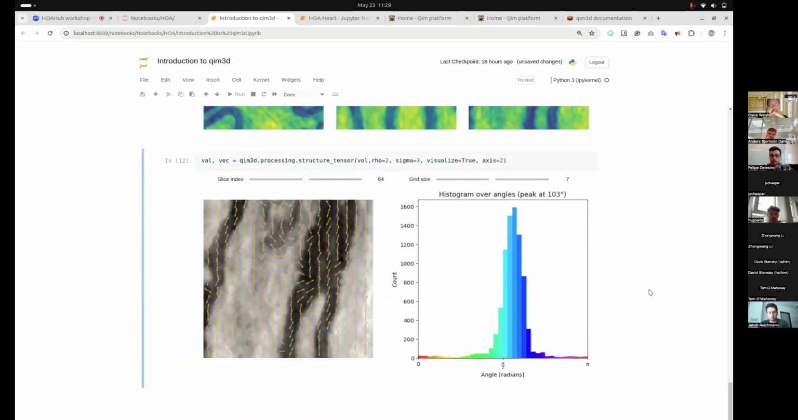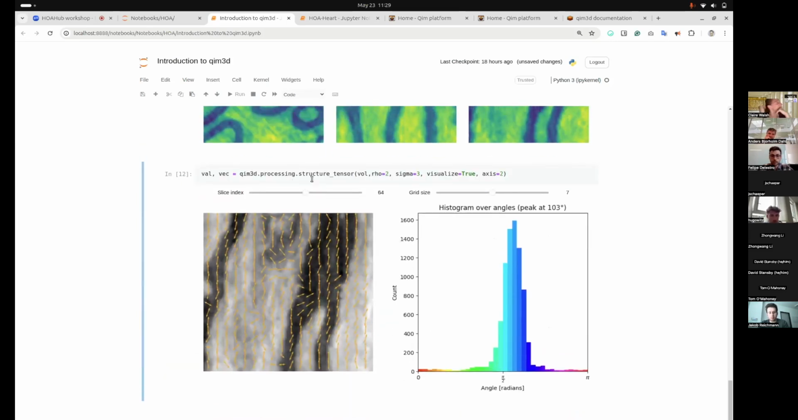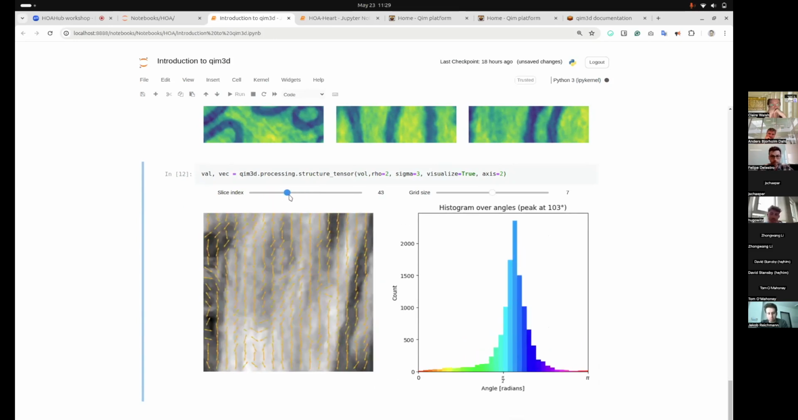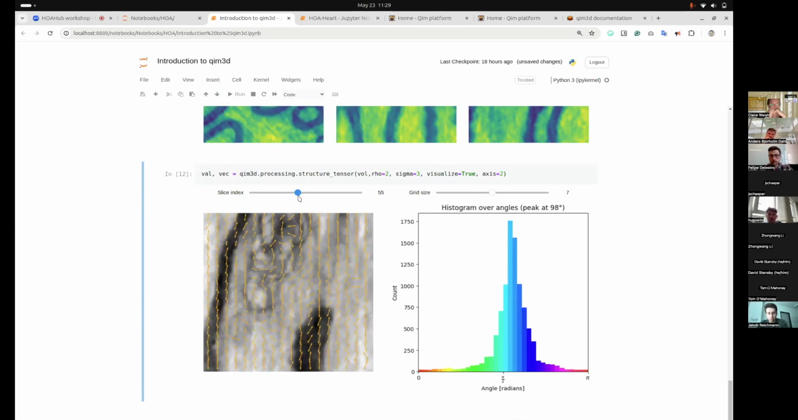And very easily, in one line, we can call the structure tensor, do the calculations, and bring a visualization tool that allows us to actually see and interact with the data and very quickly get insights from what we're doing here.